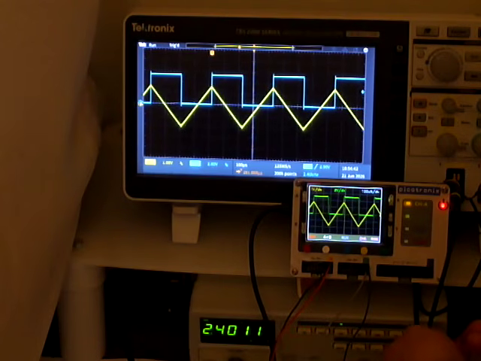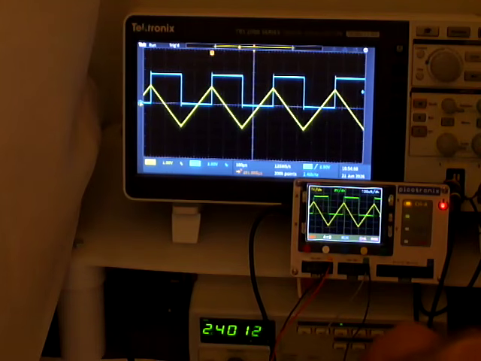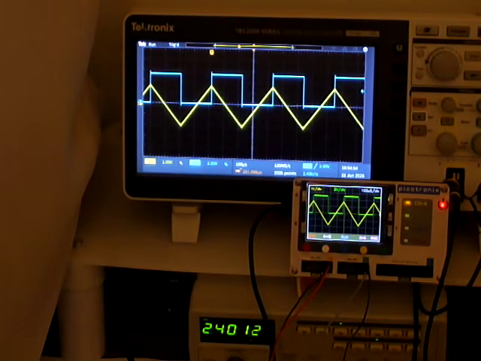We'll go to sine wave, triangle wave, and square wave. So the goal has been to try and make the display on the Picotronix match what you see on a typical laboratory bench scope.